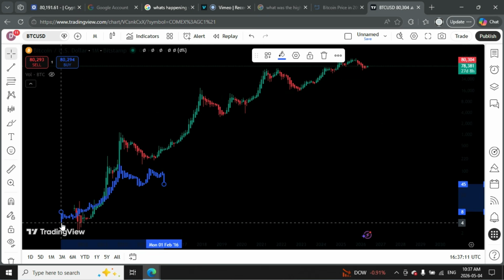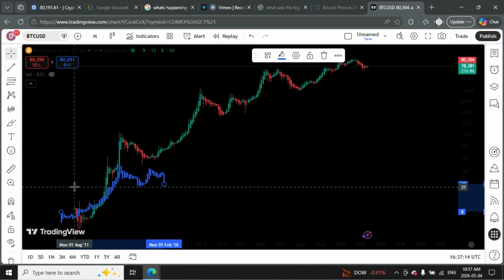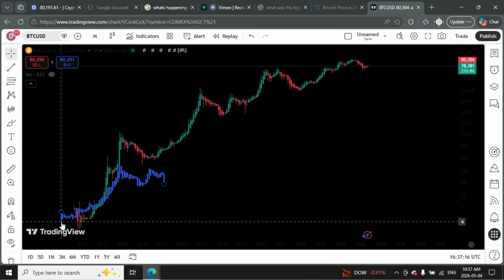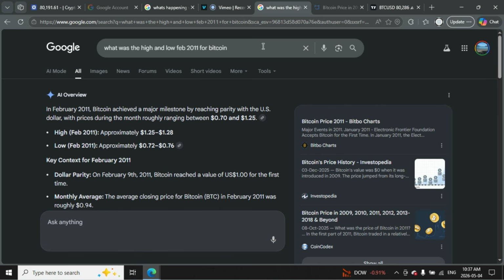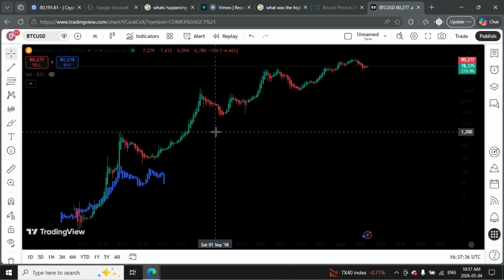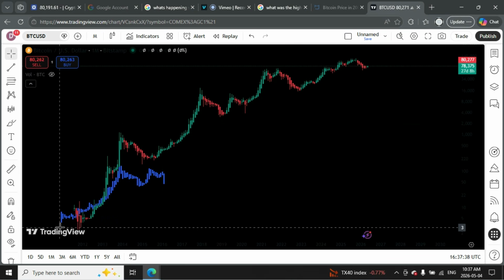And back here in February, we saw Bitcoin make $1. Let's just go have a look at that. So yeah, back on February 9th, 2011, Bitcoin reached a par value of $1 for the first time, which is a major milestone, making parity with the US dollar. So back at this point here, we are down at $1.